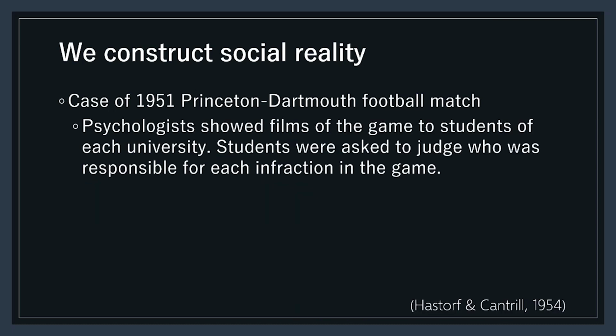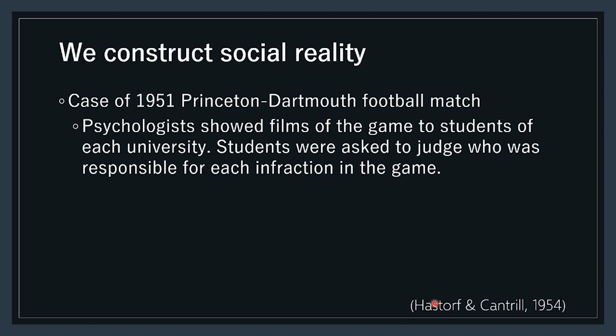And not long after the game, two psychologists who were actually from each of the two universities, Cantril was a professor at Princeton and Hastorf was a professor at Dartmouth, conducted this study. They showed films of the game to the students of each university and asked students to count and judge who was responsible for each infraction in the game.